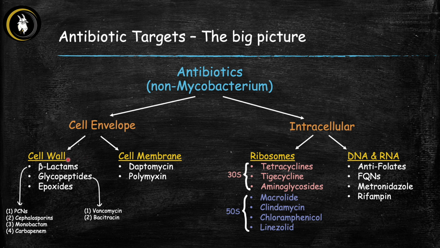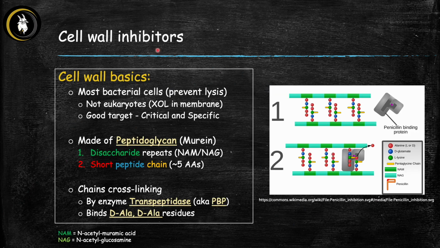And in this video, we're going to be talking about penicillins right here. So these are examples of beta-lactams, which are cell wall inhibitors. So that's going to be our focus in the rest of this video.